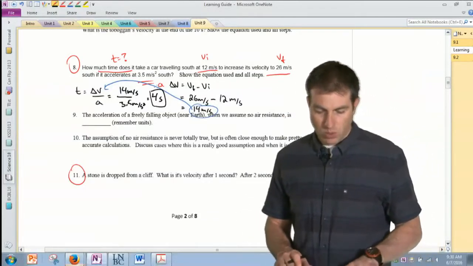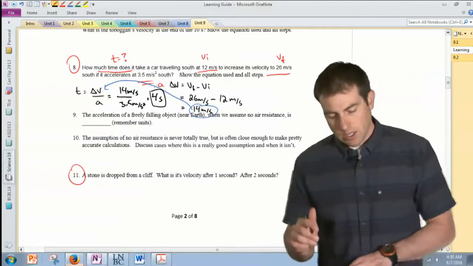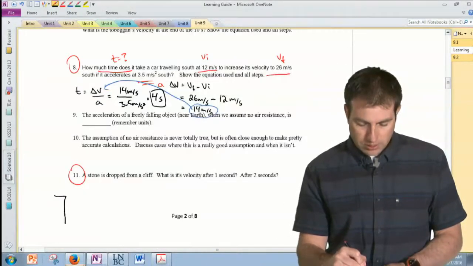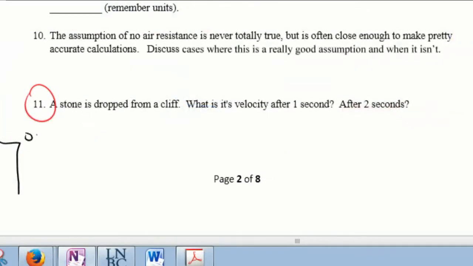A stone is dropped from a cliff. What is the velocity after 1 second and 2 seconds? All right, there was a question like this in the notes, I think. So here's my rock. I want to have its velocity at 1 second, and then it's going to fall a little bit farther. I want to find its velocity at 2 seconds.